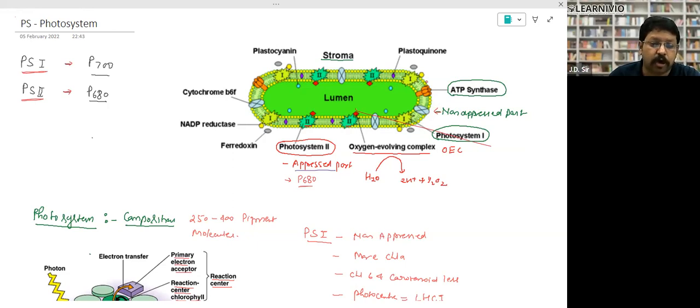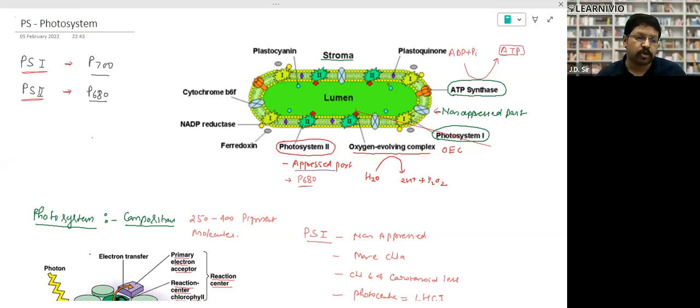Photosystem 1 is found in the non-appress part, right? You can see photosystem 1 in the non-appress part. There is also an enzyme found in the non-appress part, called ATP synthase. What is the function of ATP synthase? Basically, ATP synthase forms ATP from ADP. This ADP combines with one phosphate and makes ATP. It means production of energy takes place with the help of the ATP synthase enzyme, right?